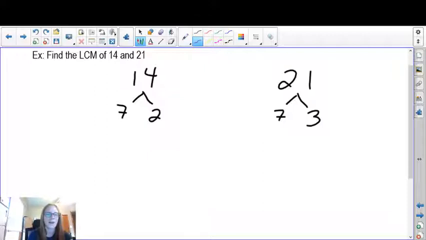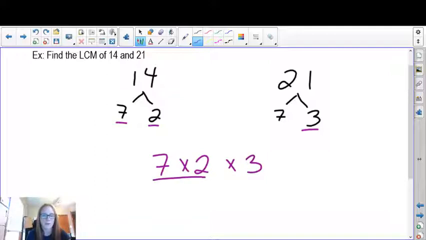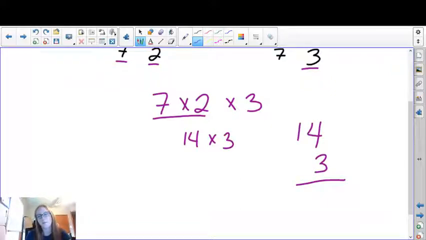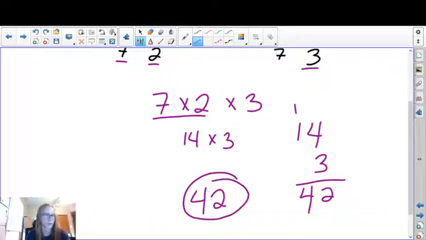And then we identify one of each number. The reason I didn't underline the second 7 is I already underlined the 7. Then I can take that 7, and multiply it with that 2, and multiply it with 3. 7 times 2 gives me 14. And 14 times 3, let's see, 3 times 4 is 12, 3 times 1 is 3 plus 1 is 4. So the LCM of 14 and 21 is 42.